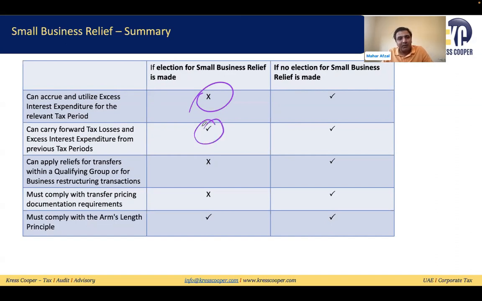Can apply relief for transfer within qualifying? They cannot apply this relief. Must apply for transfer pricing documentation requirement? No. Transfer documentation is not required, but they need to apply the arm's length principle whenever they are buying, whenever they are selling anything. Must apply transfer pricing principle? Yes, they need to do this.